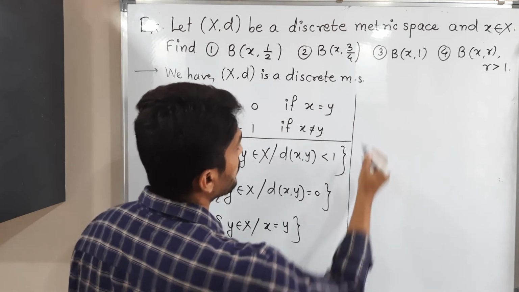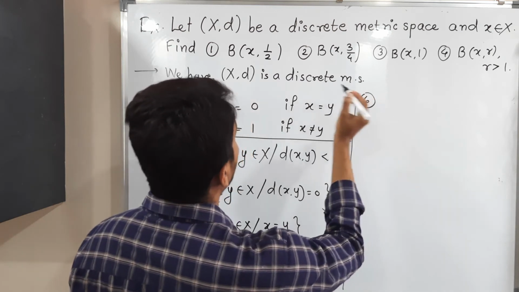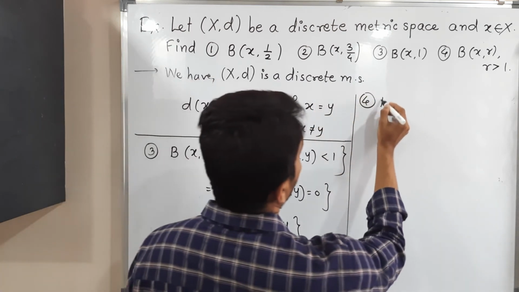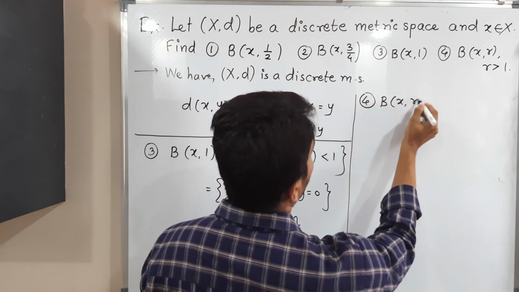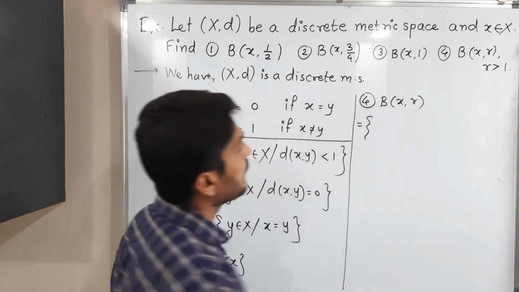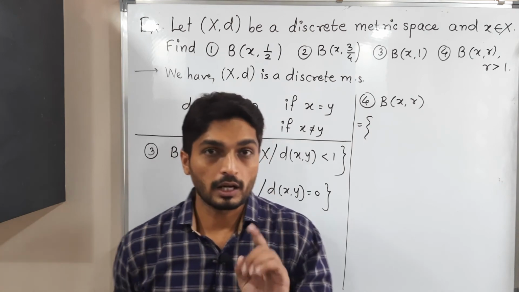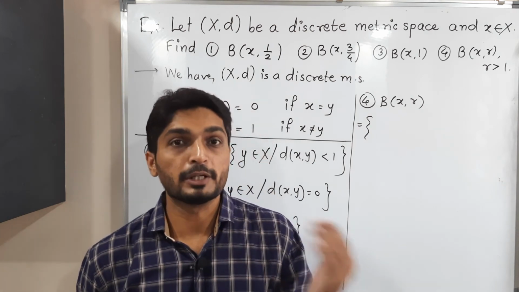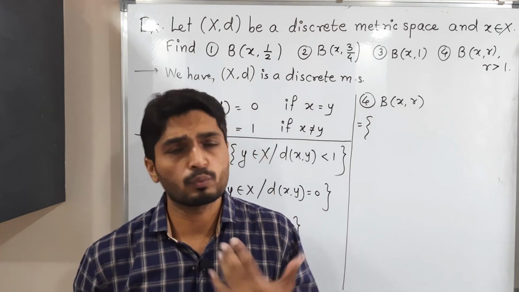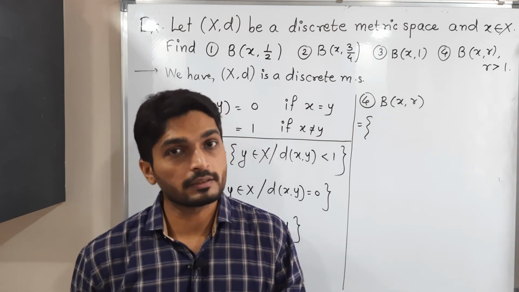So let us go for the last sub question. What is the last sub question? Yeah, B(x, r). I will write here, r is greater than 1. They have mentioned r is greater than 1. That means r can be 2, r can be 3, can be 4, whatever. But it is 100% greater than 1.